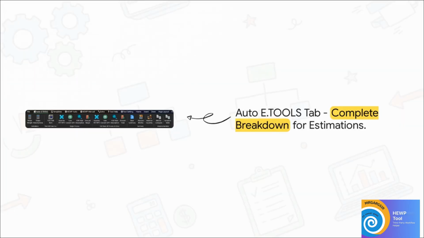And that brings us to the Auto eTools tab. This ribbon right here is basically your command center. It speeds up preparation by up to 90%. Need to find an HSR item? There's a button for that. Need a complete breakdown for material quantities or to auto-fetch rates and descriptions? It's all literally one click away. You don't ever have to look up district-wise material rates manually again.